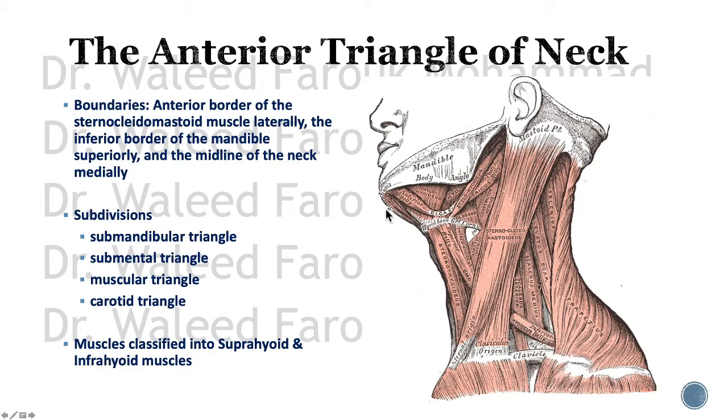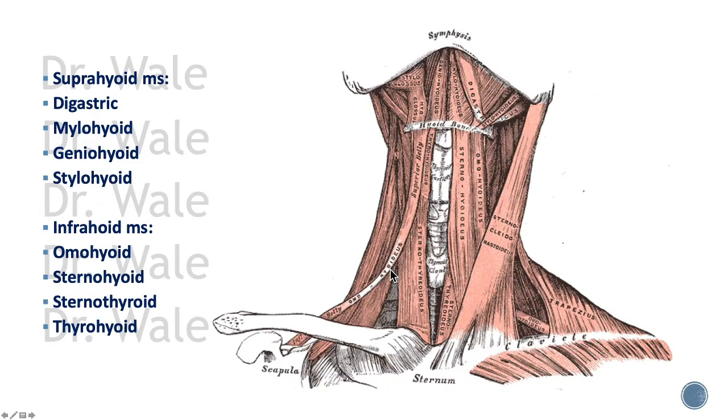The muscles in the anterior triangle are classified into suprahyoid muscles and infrahyoid muscles. As we mentioned before, the hyoid bone has no direct articulation with any bone, and it's totally connected to muscles above it and below it.